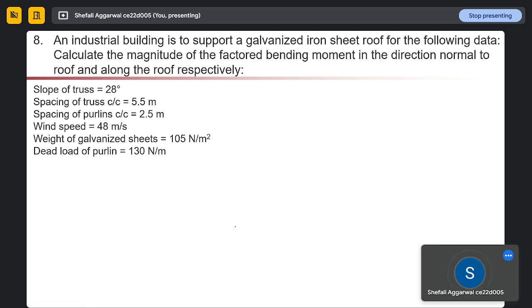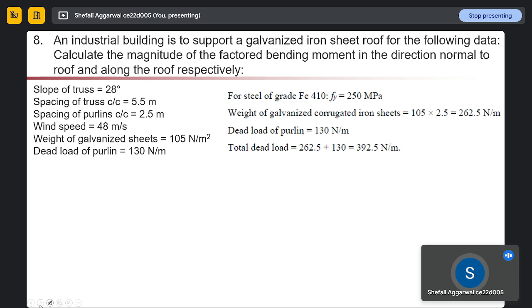You can try for 2 minutes, then solve. We will see the solution then.